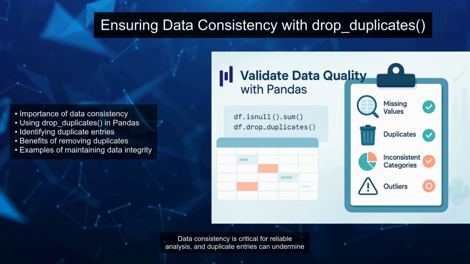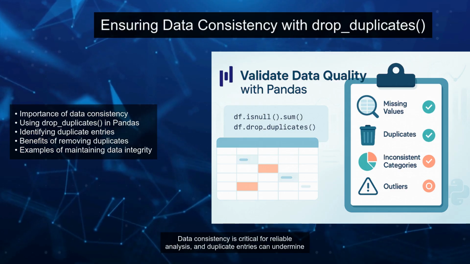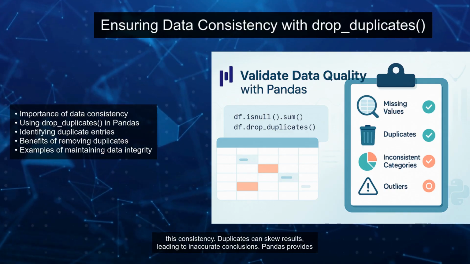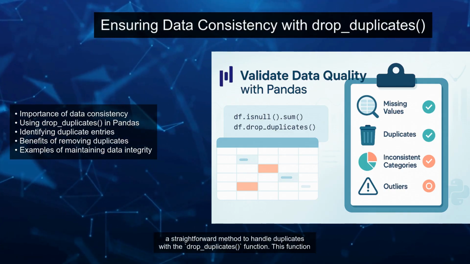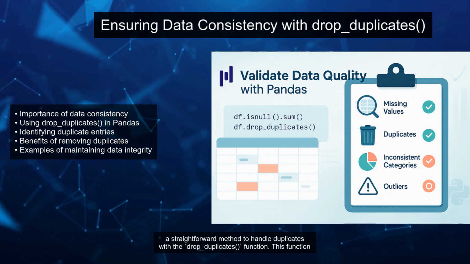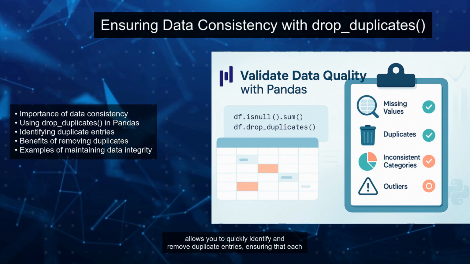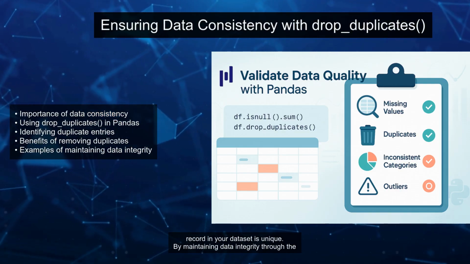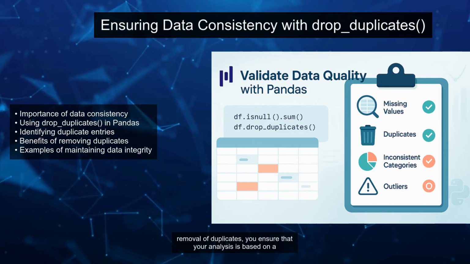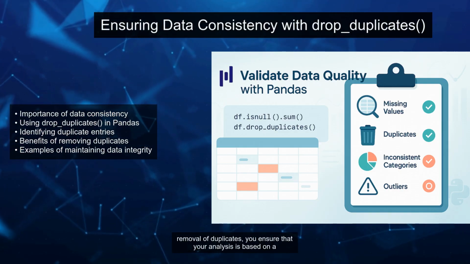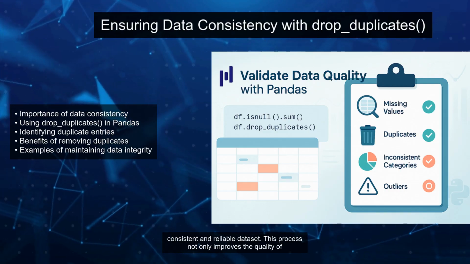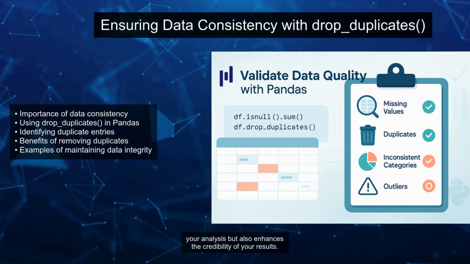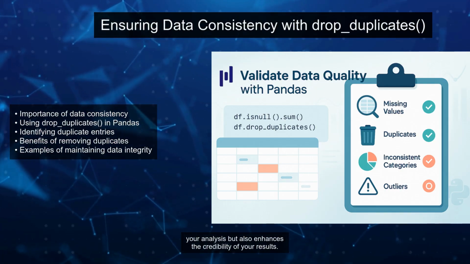Data consistency is critical for reliable analysis, and duplicate entries can undermine this consistency. Duplicates can skew results, leading to inaccurate conclusions. Pandas provides a straightforward method to handle duplicates with the drop_duplicates function. This function allows you to quickly identify and remove duplicate entries, ensuring that each record in your dataset is unique. By maintaining data integrity through the removal of duplicates, you ensure that your analysis is based on a consistent and reliable dataset. This process not only improves the quality of your analysis but also enhances the credibility of your results.